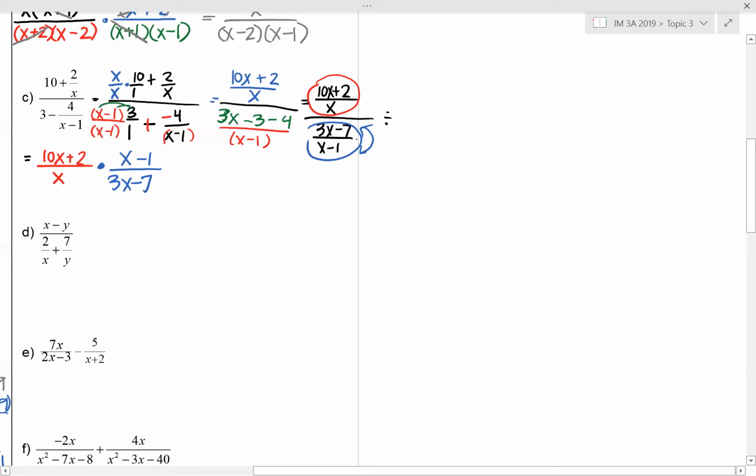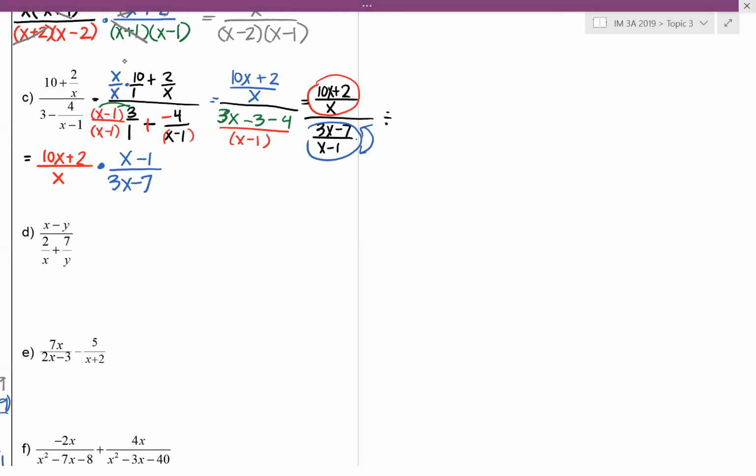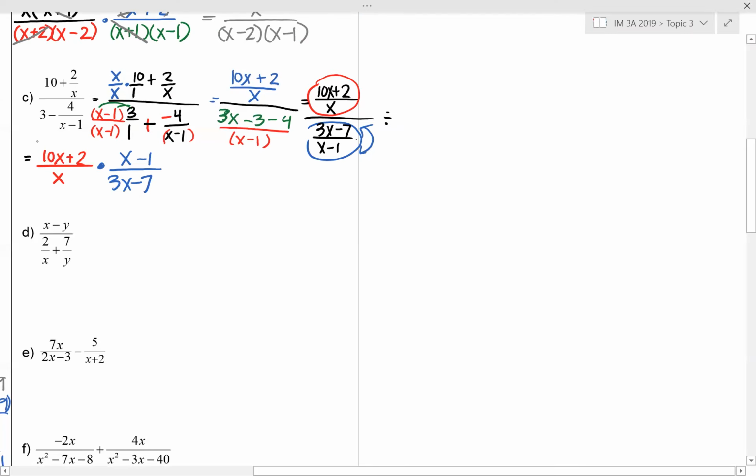reduce this if possible. So what I want to look at is, can I factor anything? And I can factor this numerator 10x plus 2. So I can factor out, it's not a 5, I can factor out a 2 because 10 and 2 are both even. And that leaves me with 5x plus 1 there instead of 10x plus 2. However, I don't have a 5x plus 1 anywhere else, nor do I have a 2. So that's not helpful in terms of reducing.